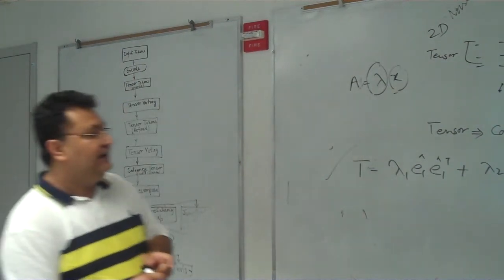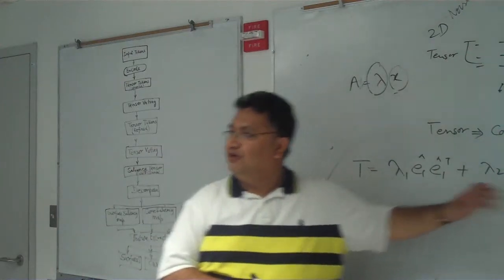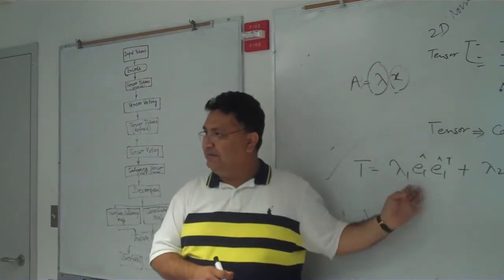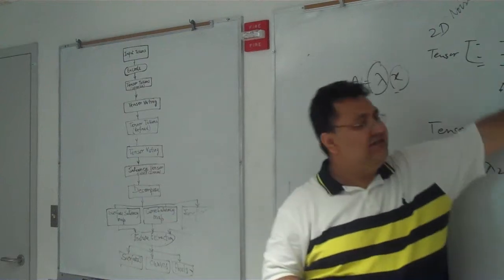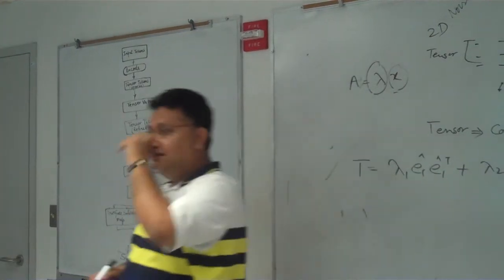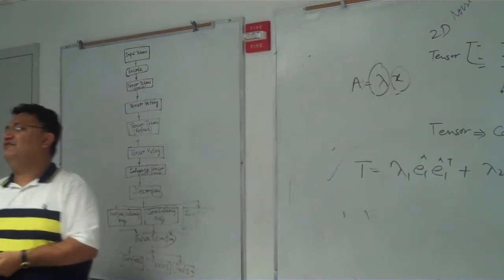For 3-dimensional it has 3 components. For 2-dimensional it will have only lambda 1 and lambda 2, because then E3 will not be there. Yes, this is another representation of a tensor in terms of eigenvalues and eigenvectors.